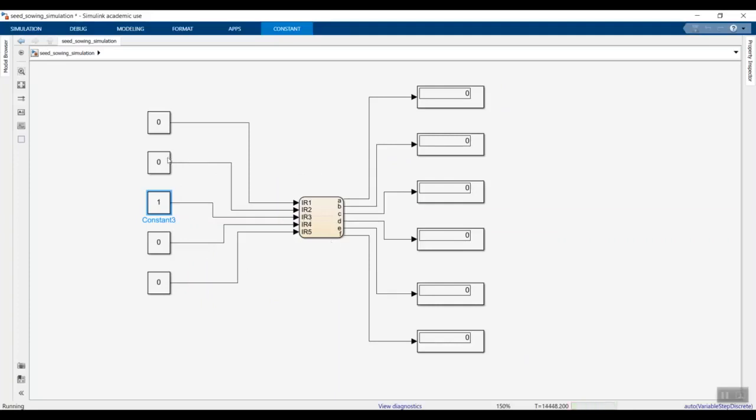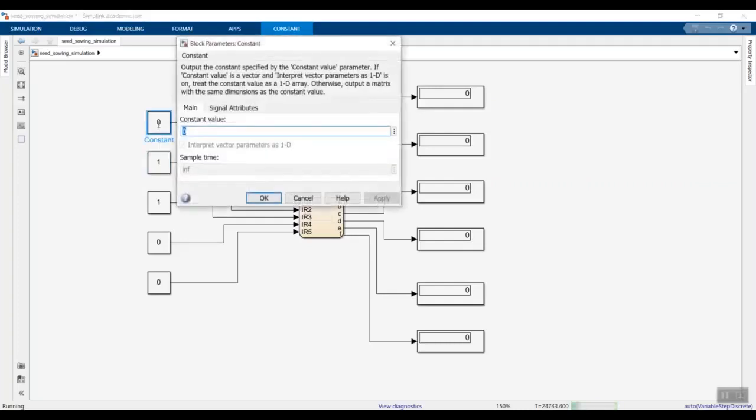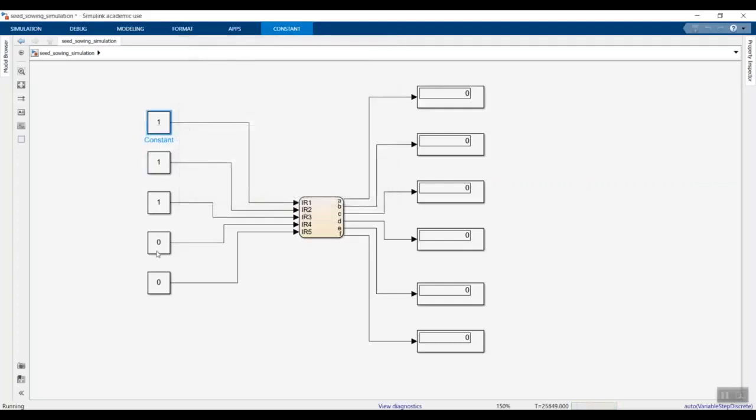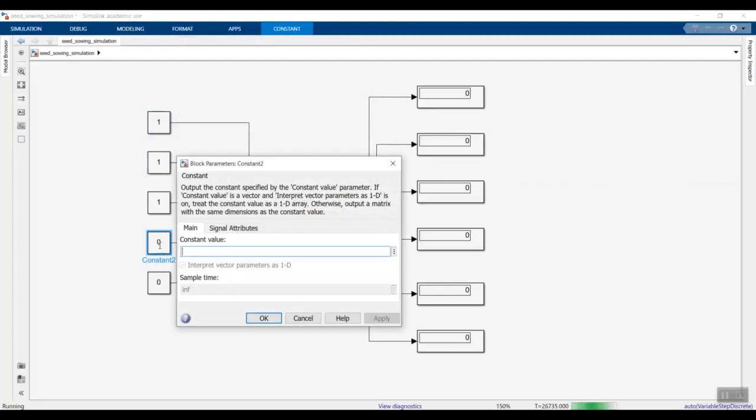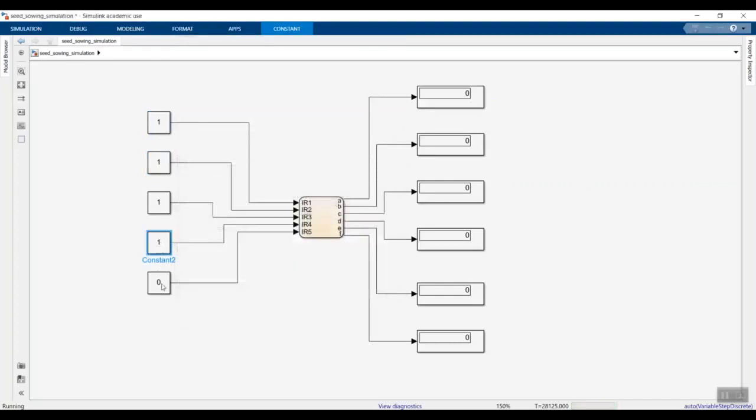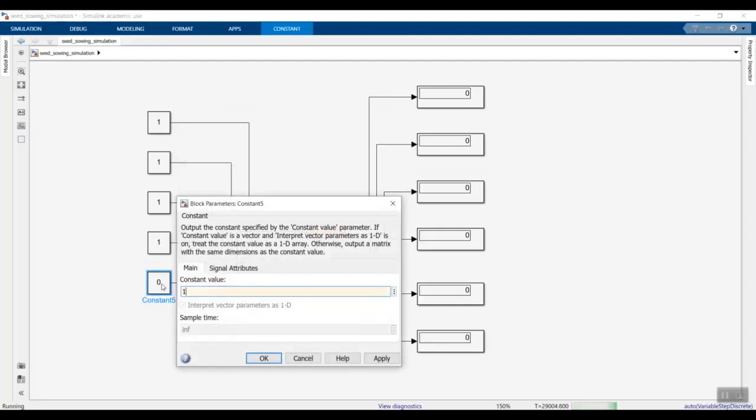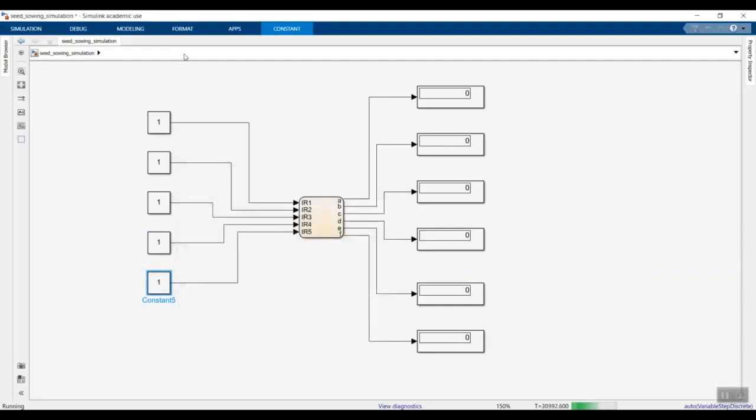Now let us check with 2 IRs equal to 1. If 2 IRs are equal to 1, then also the machine has to stop. Now let us check with all IR values equal to 1. When all IR values are equal to 1, all 3 DC motors should stop.